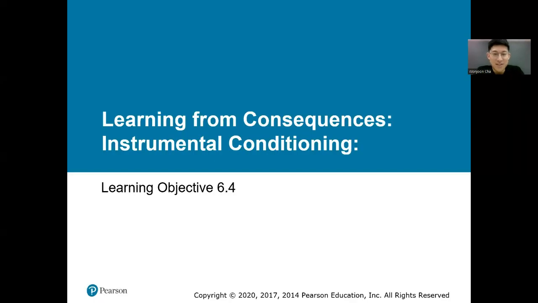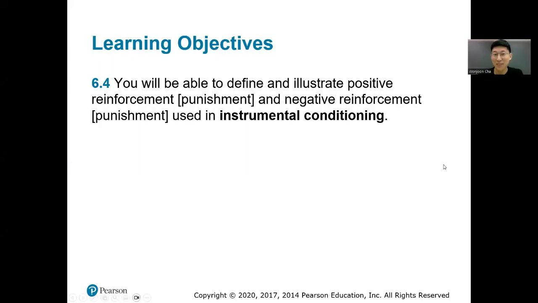The second type of conditioning that we are going to learn is instrumental conditioning. Let's read aloud the learning objective together. You'll be able to define and illustrate positive reinforcement and punishment and negative reinforcement and punishment used in instrumental conditioning. Now, I want you to read aloud the learning objective by yourself.